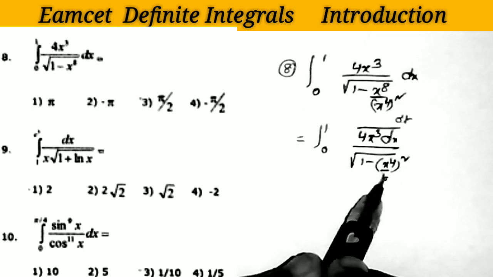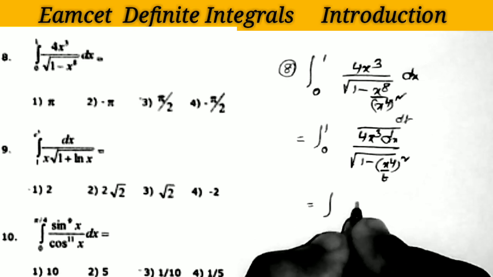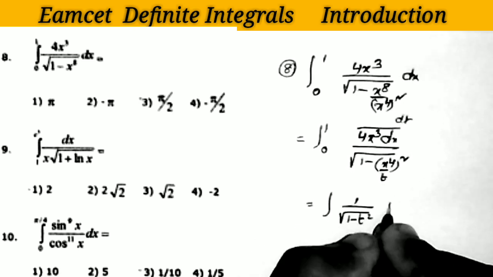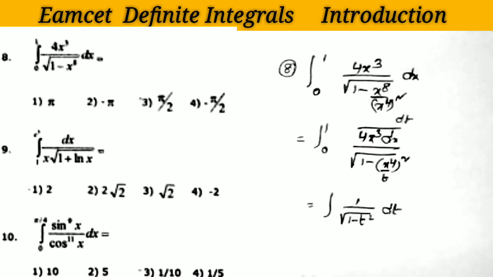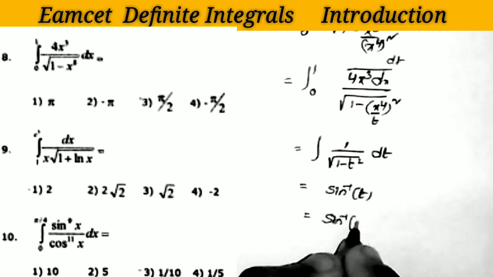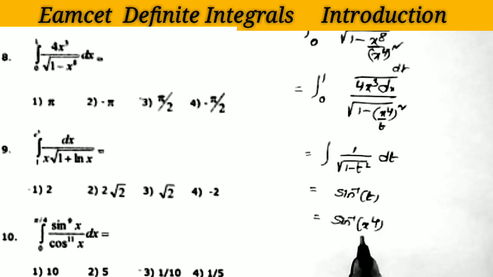This value is equal to t, which means the numerator becomes dt. Now the integral is equal to the integral of 1 by square root of 1 minus t square into dt, and the integral of 1 by root over 1 minus t square is equal to sin inverse t. But t is equal to x power 4, so the answer is sin inverse of x power 4.